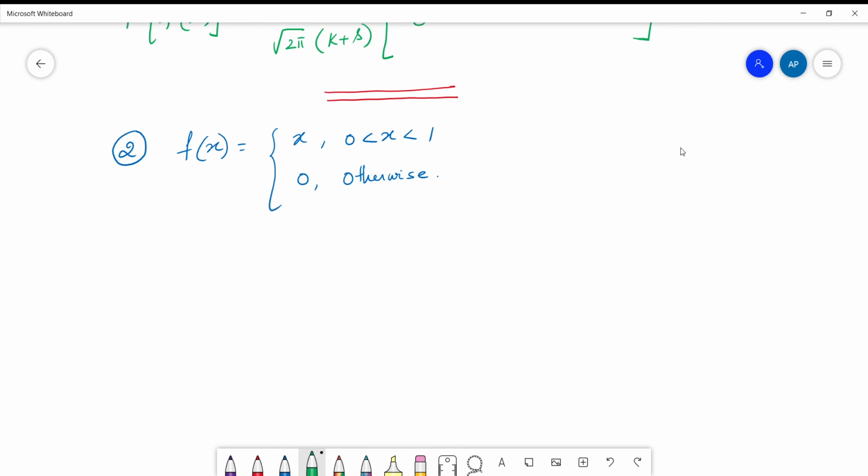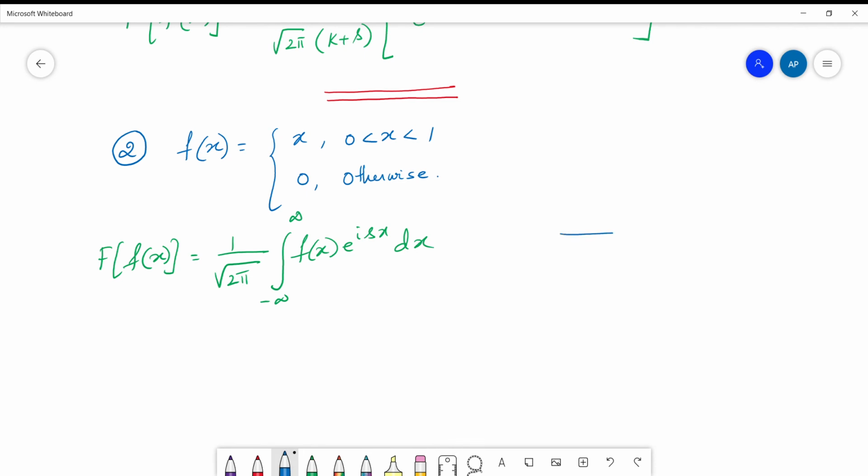So let me take up the Fourier transform of f of x, and that gives me 1 by root 2 pi integral minus to plus infinity f of x e power isx dx. Let us again draw the particular number line and see where 0 to 1 is. So we have 0 and 1 here. Between 0 and 1 we have x. Between minus infinity and 0 it is 0. Between 1 and infinity it is 0.